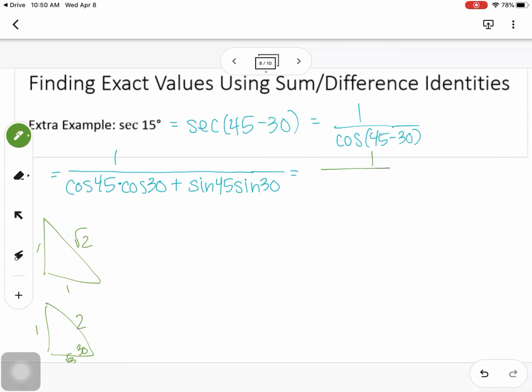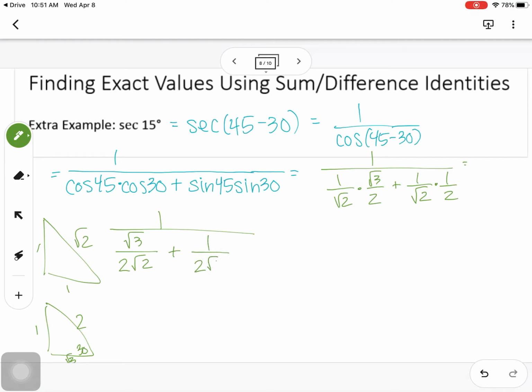Cosine of 45 is 1 over root 2. It's positive. All these are in quadrant 1, so all of them are going to be positive. Cosine of 30 is going to be root 3 over 2. Plus the sine of 45 is 1 over root 2. And the sine of 30 is 1 over 2. I'm going to do that multiplication again right now. I really just ignore that this is in the denominator. This is going to be root 3 over 2 root 2 plus 1 over 2 root 2.